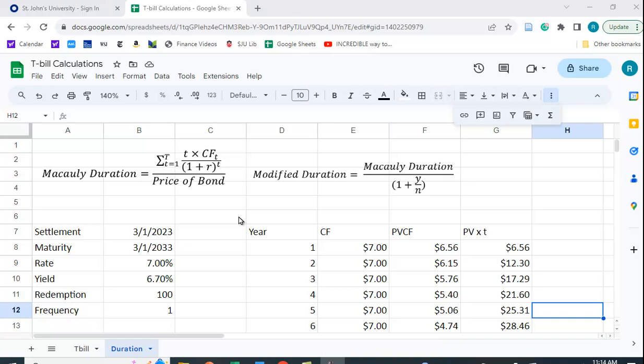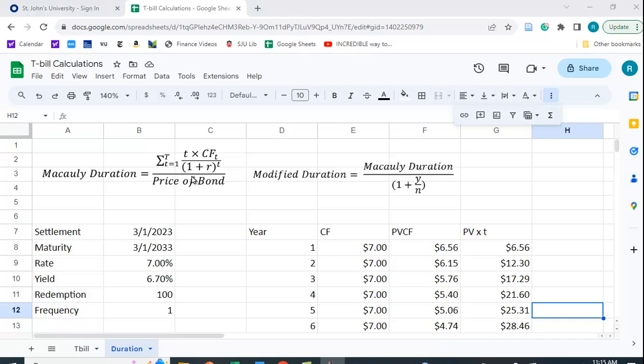If you have a zero coupon bond, those are bonds that sell at a discount and don't make any interest payments each year, and you simply get back the par value when they mature. There, the duration is going to equal the term to maturity. So how do you do the calculation?